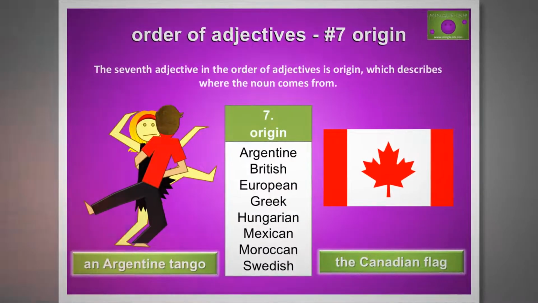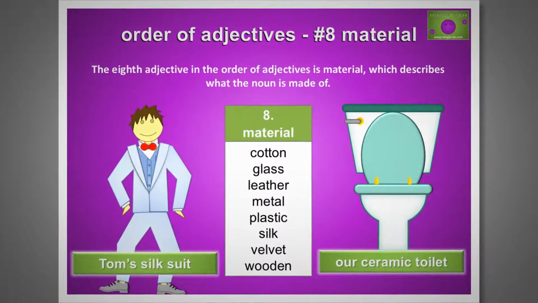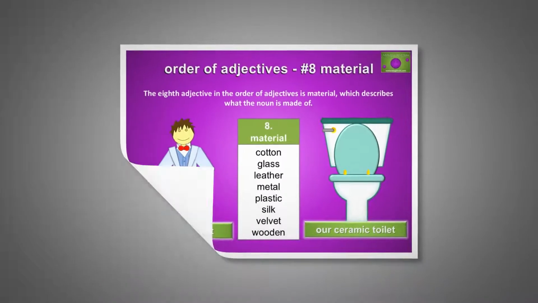The seventh adjective is origin, which describes where the noun comes from. An Argentine tango and the Canadian flag. The eighth adjective is material, which describes what the noun is made of. Tom's silk suit and our ceramic toilet.